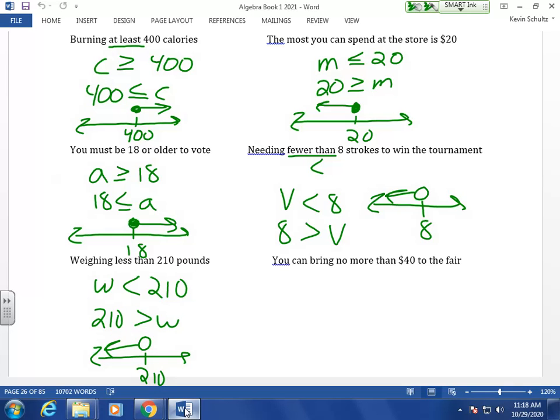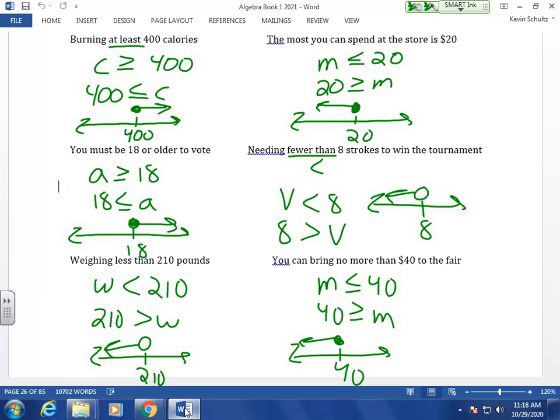Okay. And lastly, you can bring no more than $40 to the fair. So you can bring $40 or less. So the money is less than or equal to $40, or $40 is greater than or equal to the money that you can bring. Closed circle at 40 going to the left. Okay. Questions on those or other mistakes I made that need correcting?